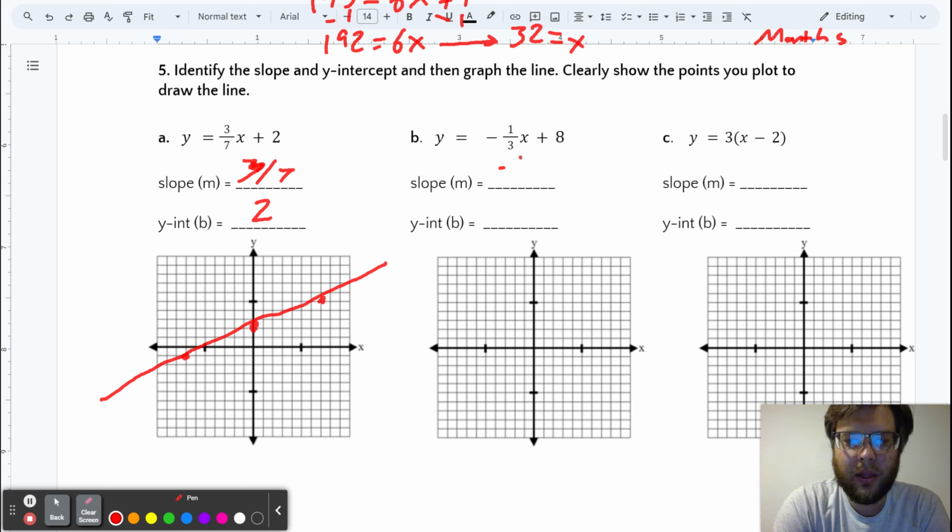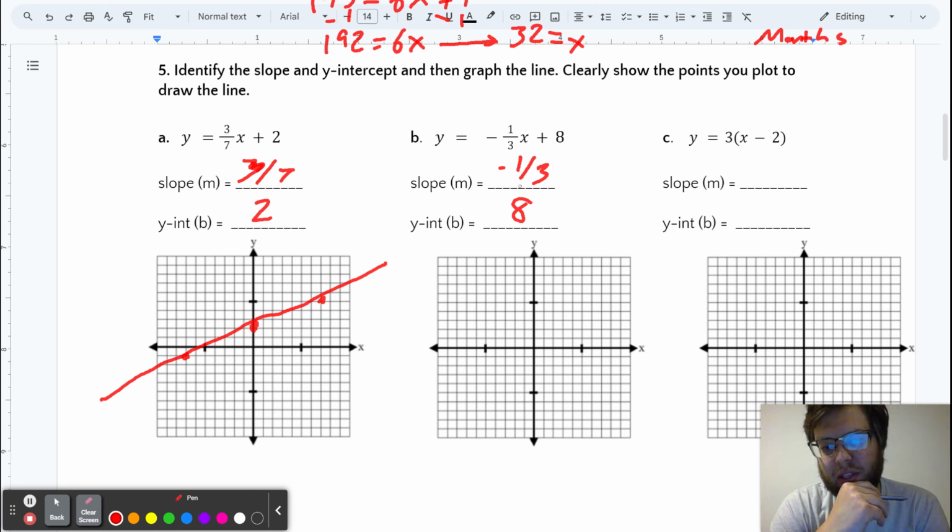Part B, slope is negative 1/3. Y-intercept is 8. A lot of people ask me, is the negative on top or on the bottom? It doesn't matter. The negative applies once. And what that means is you're either going down 1 and 3 to the right. That would be going negative in the y direction and positive in the x direction, down 1 and 3 to the right. Or you're going up 1 and 3 to the left. So that's negative in the x direction, positive in the y.